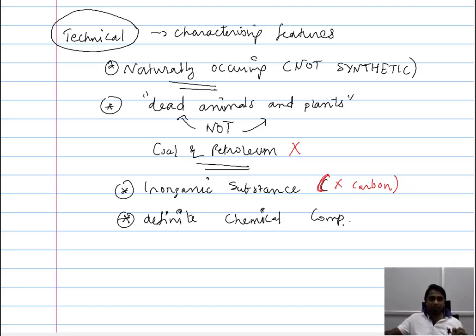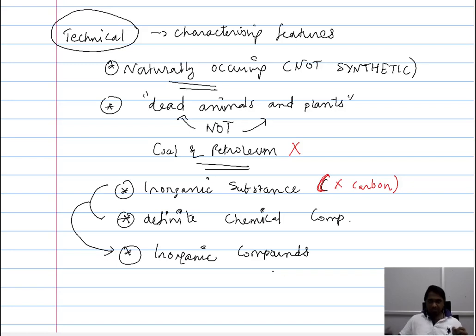So if you combine these two, it ultimately leads to one characterizing feature, that is, minerals are inorganic compounds, because it has a definite chemical composition to it, and inorganic as it does not involve any carbon, or it does not largely involve any carbon.